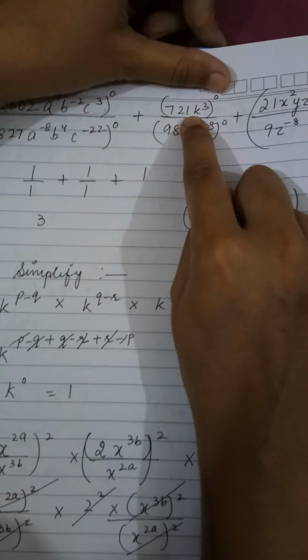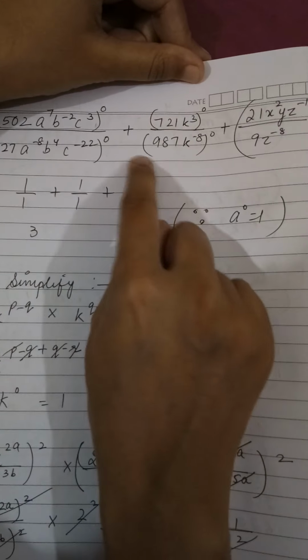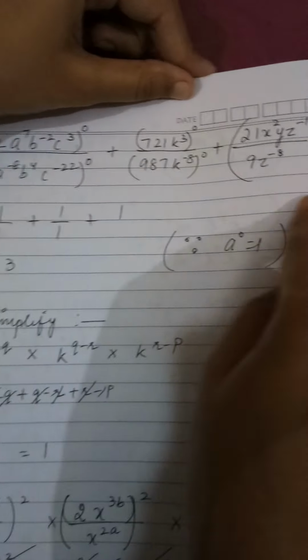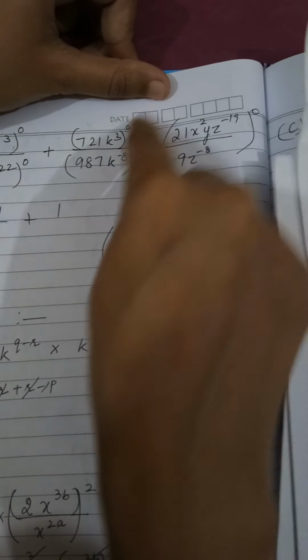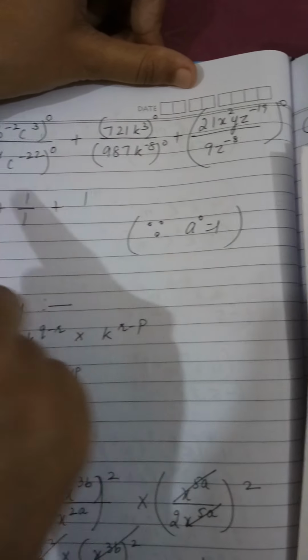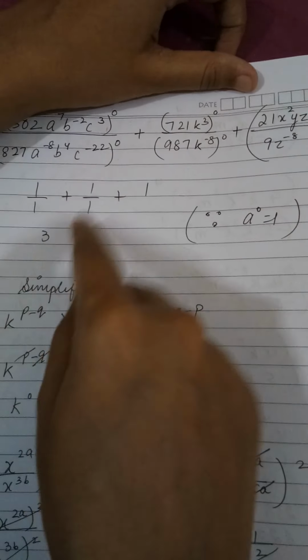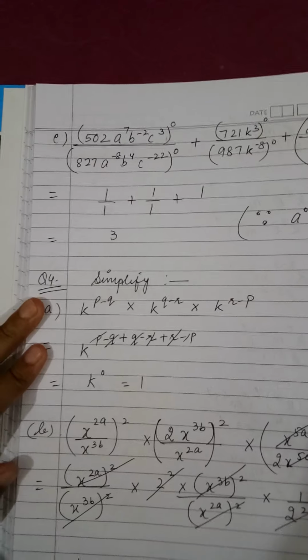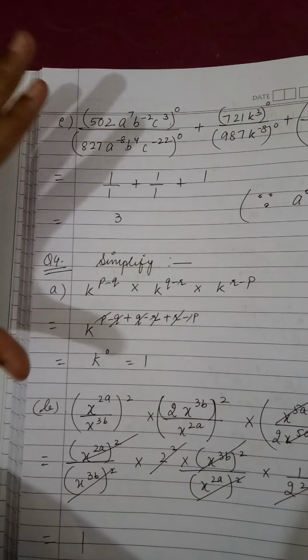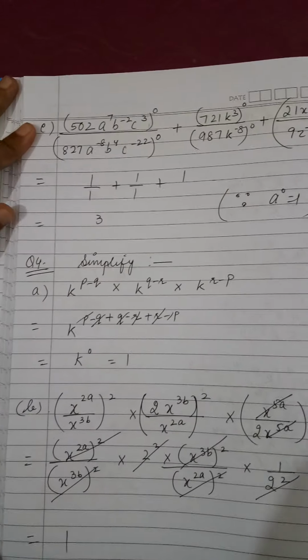Plus, anything to the power 0 will be 1. This whole number with the whole bracket to the power 0, so this whole number will become 1. And what is 1 plus 1 plus 1? 3. This is your answer, right? So this was your easiest part. This was your question number 3. All the 5 parts I have explained to you.